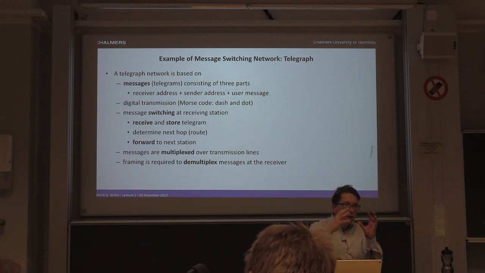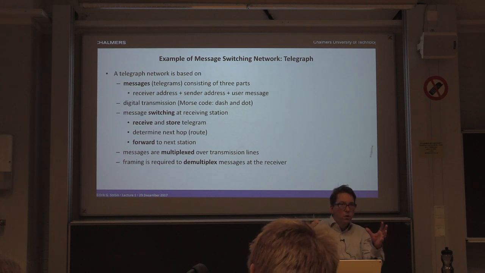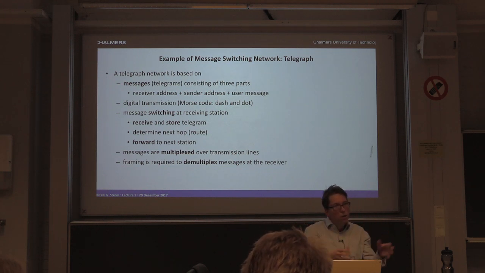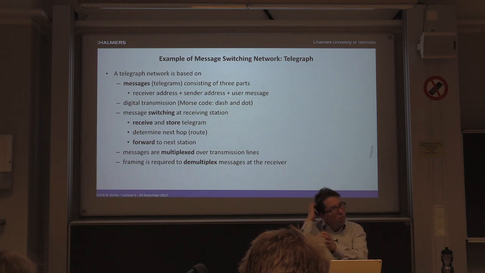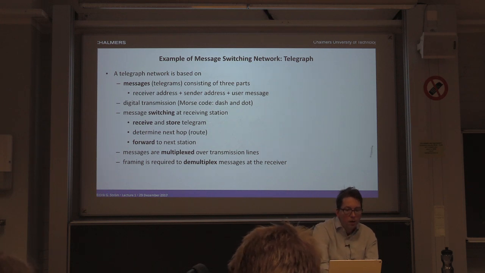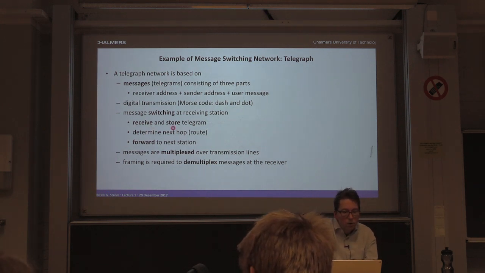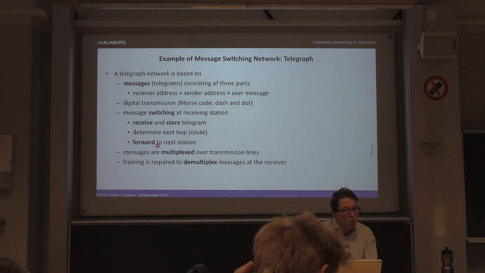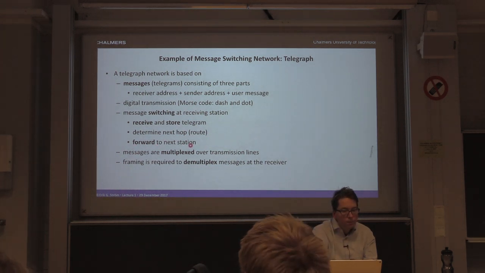Okay, so in each network node in a telegraph system, one receives the entire message, looks at the message, and figures out what to do with it. If it should be sent out to a person next to the station, or if it should be sent further along to another station. So this is called message switching according to the store and forward paradigm, that we receive, we store, inspect, and then forward it to the next station.